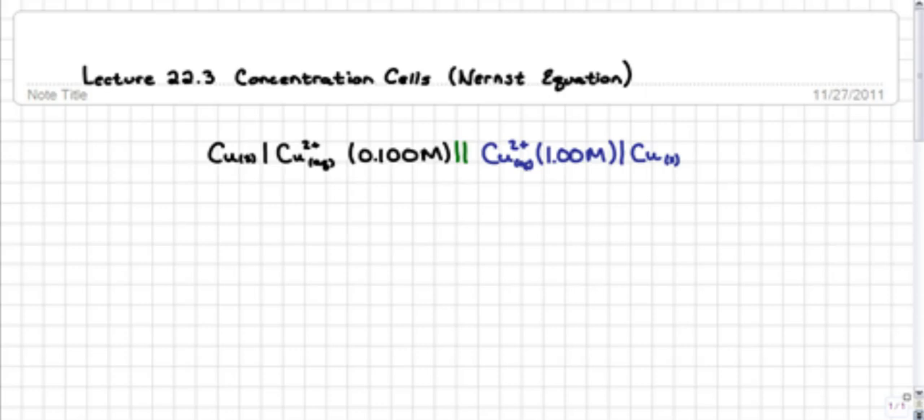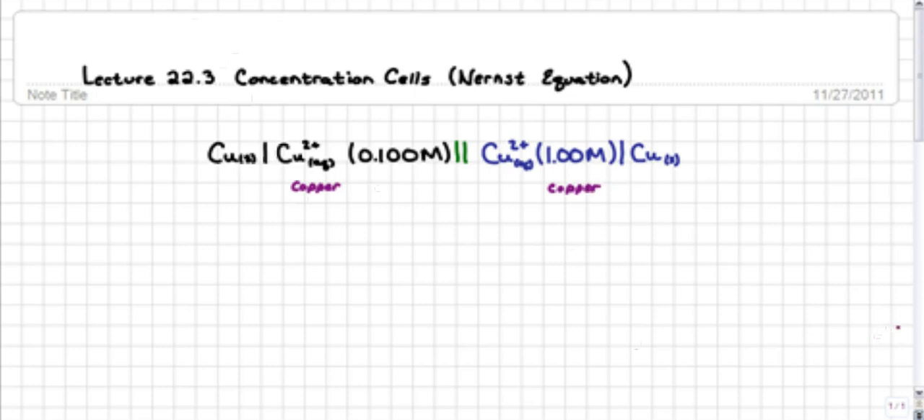Next, we're going to look at an application of the Nernst equation, something called a concentration cell. I've diagrammed a concentration cell for you here on screen. Notice that the concentration cell is rather interesting in that there's copper, in this case, serving as the oxidation half cell, and there's also copper serving as the reduction half cell.